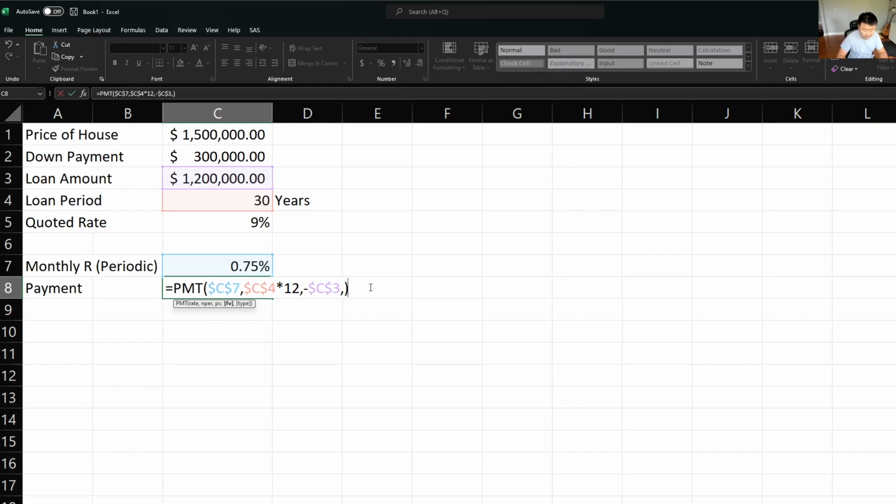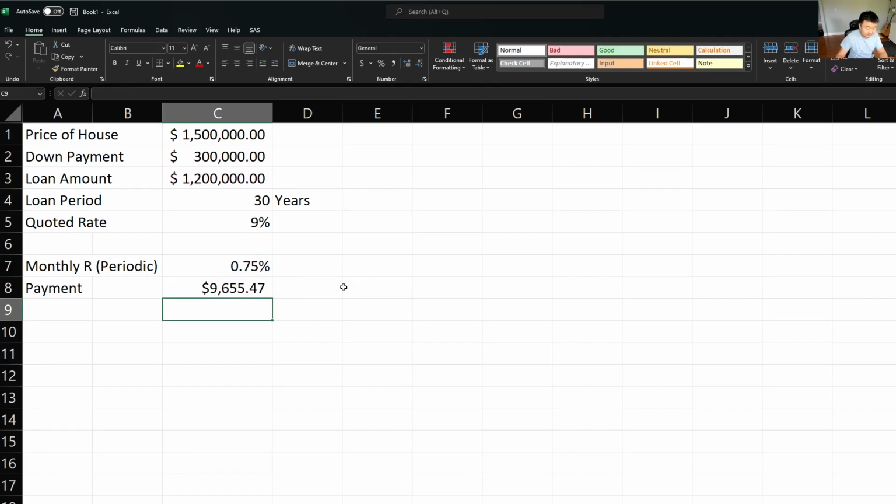And the last one is type. Type is basically the beginning of period or end of period switch. So if you put 0, or by default, it's gonna be the end of period convention. If you put 1, then it's gonna be the beginning of period convention. So we don't need to mess with these two. We just accept the default. It will be fine. So we got 9,655.47. Okay, so we got the payment.